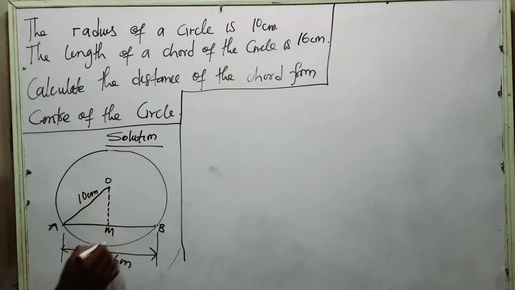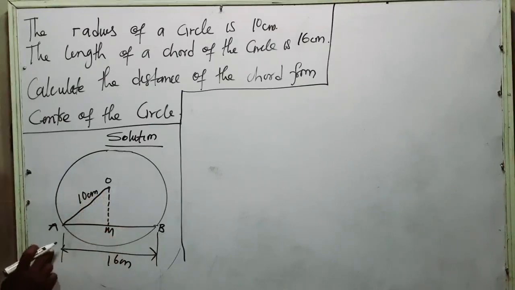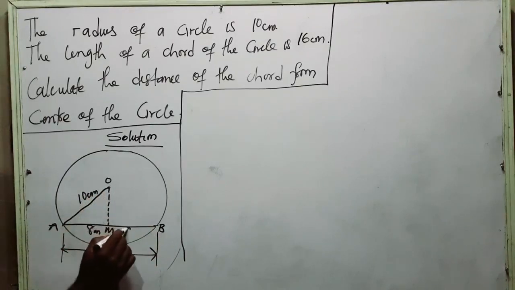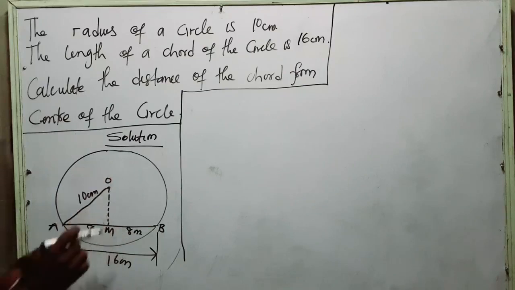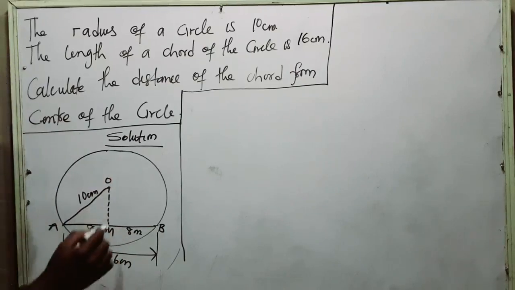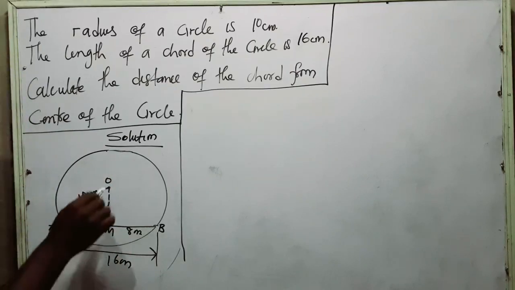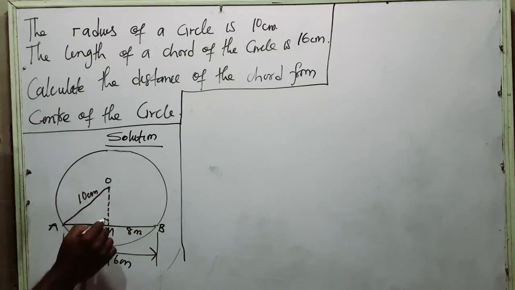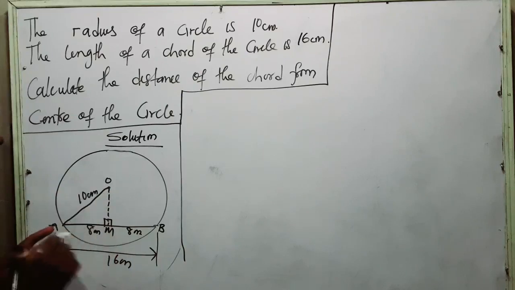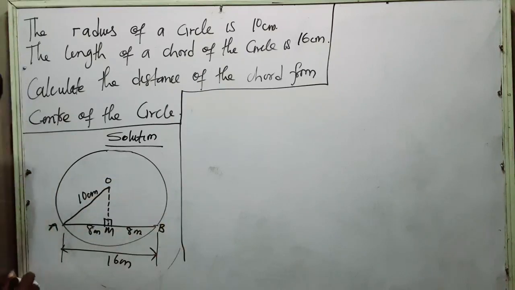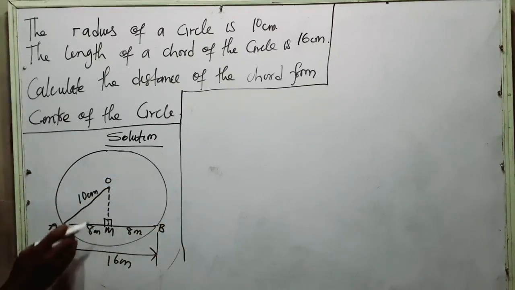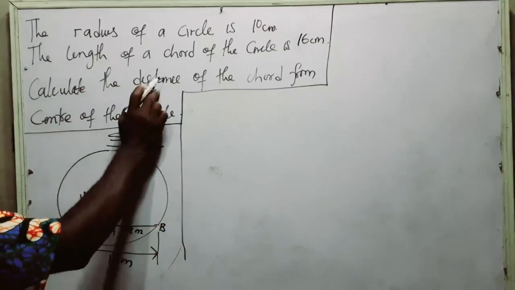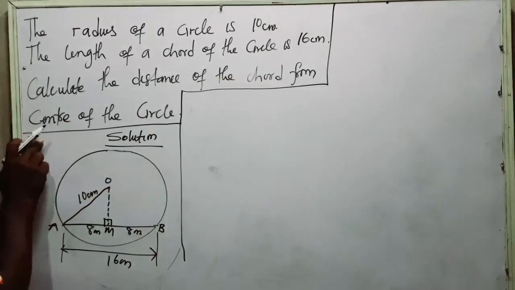So let's call here M. So if AB is 16, AM will be 8 centimeter, because the reason you have the authority to do that is because the distance from the center to the chord is perpendicular. So it divides the line into two equal parts. And the question says calculate the distance of the chord from the center of the circle.